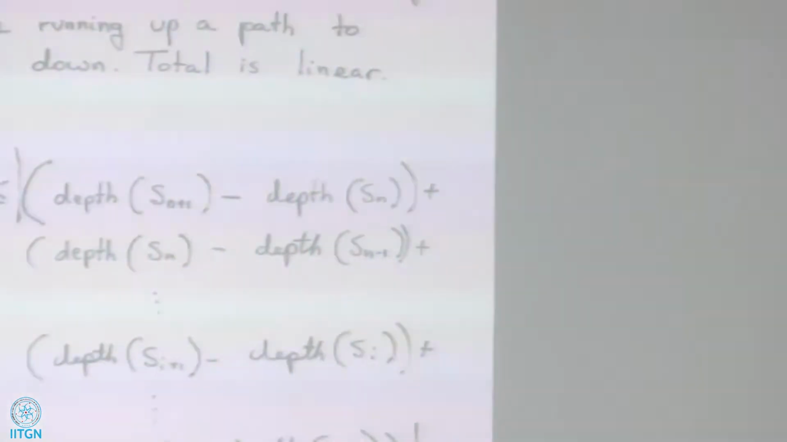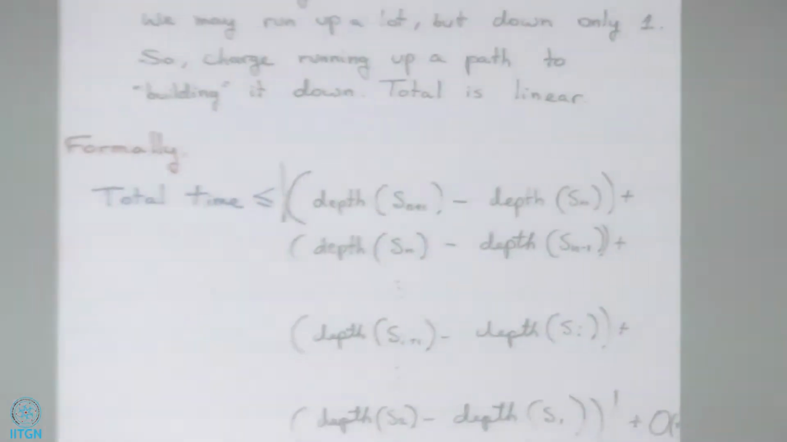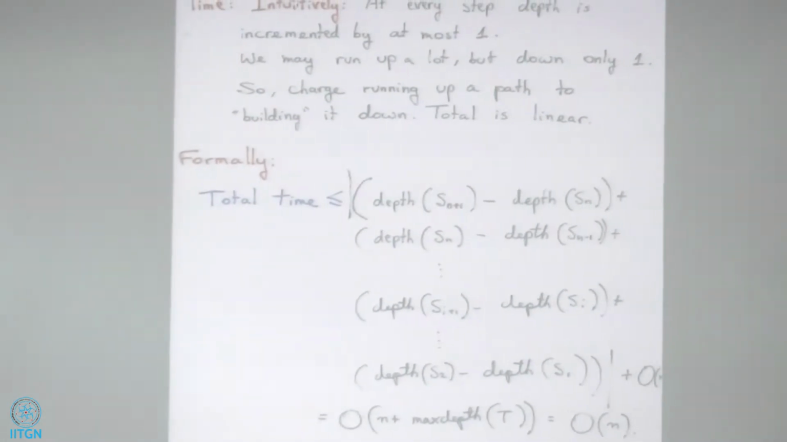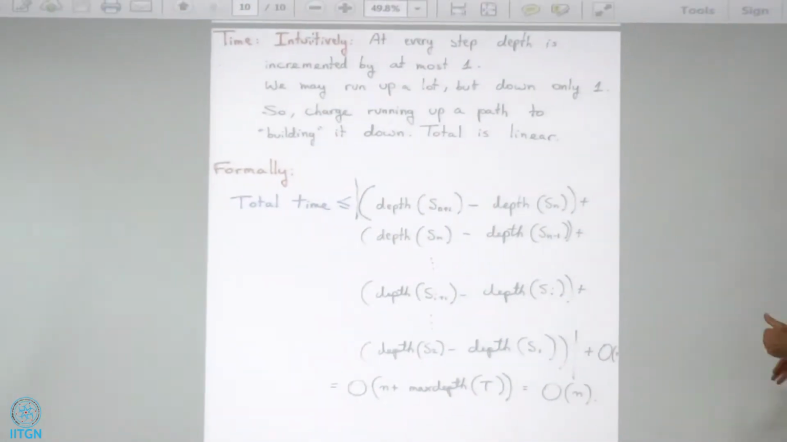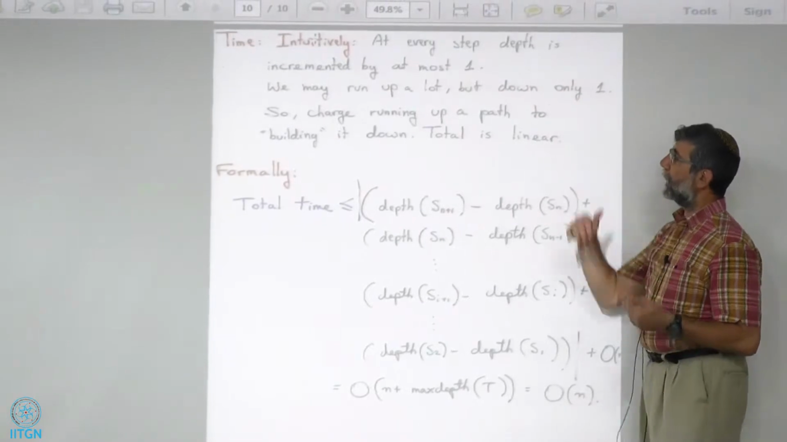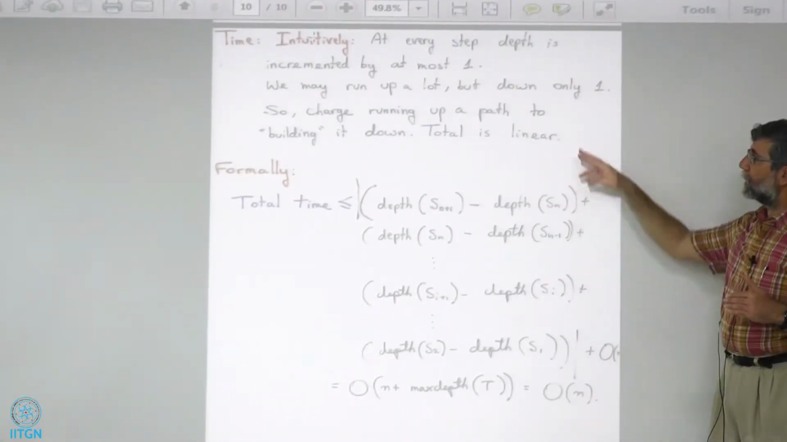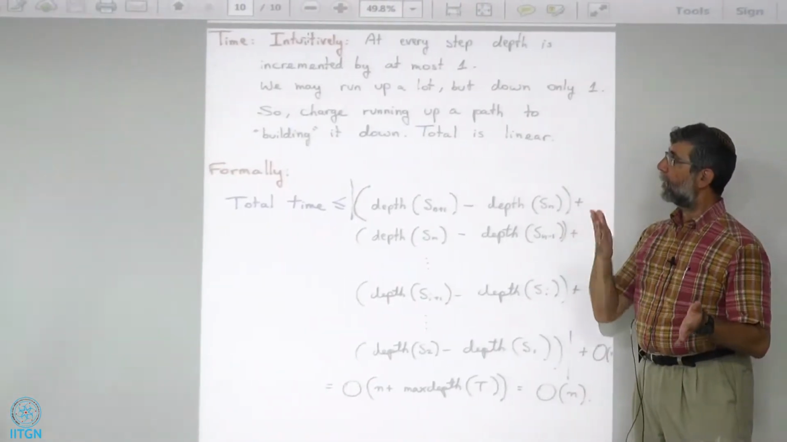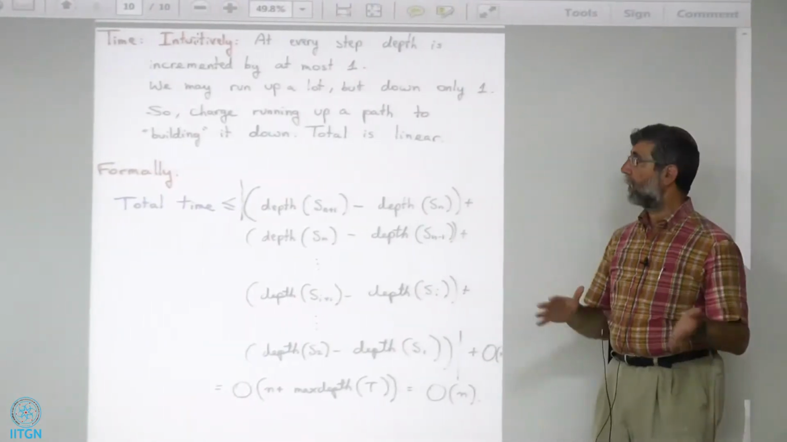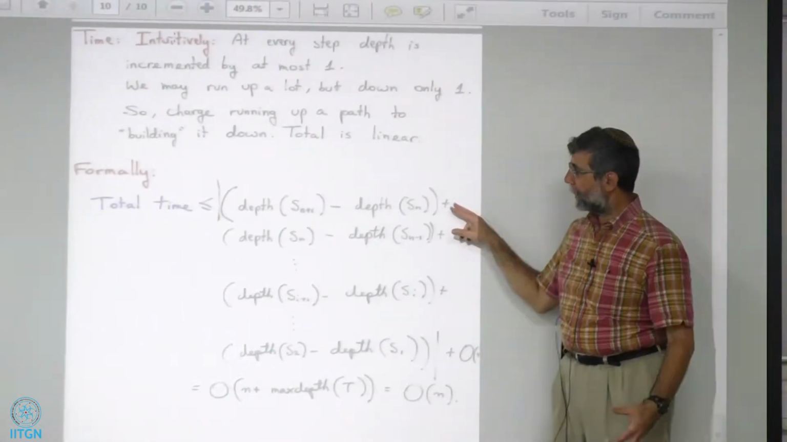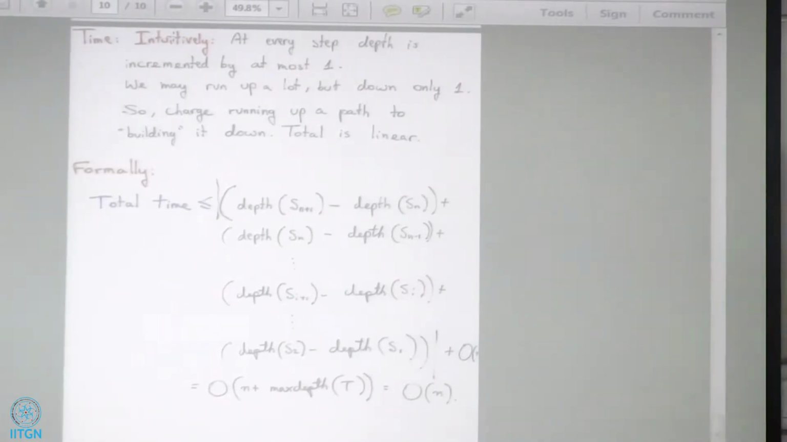Okay, so intuitively we already spoke about this time, and we said that at every step of the way, the depth is incremented by at most 1. So whenever we run up a lot, we may only run down 1, so therefore we're going to charge running up a path to the building it down. So the total should be linear, but let's formally see what's happening here.